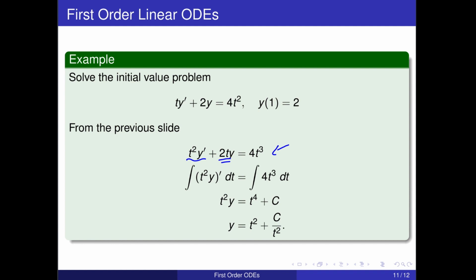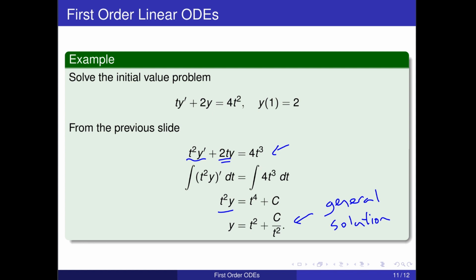And now we can just undo that derivative by integrating both sides with respect to t. So this left-hand side, we just end up with t squared times y. The right-hand side, the integral of 4t cubed, is just t to the fourth plus a constant c. And now if we want to solve for y as a function of t, we just divide both sides by t squared. So y is t squared plus c divided by t squared. All right, so this would be the general solution. So all solutions to the differential equation would have that form.